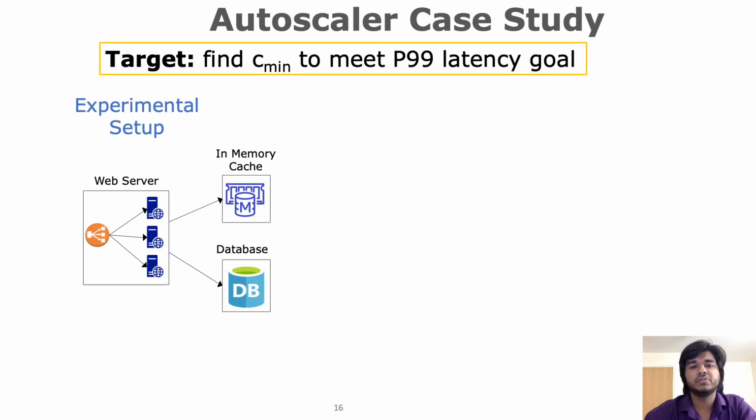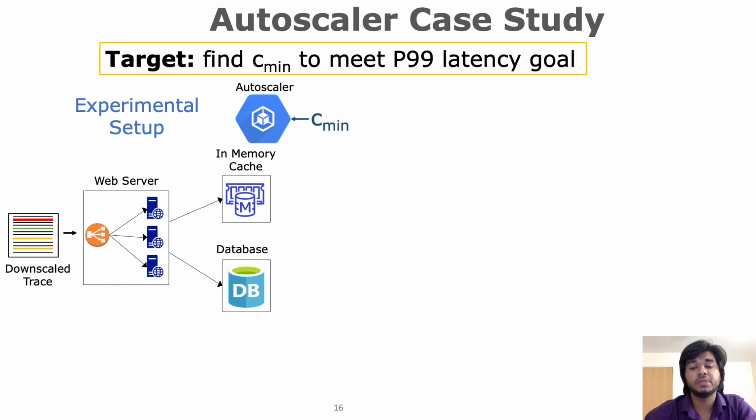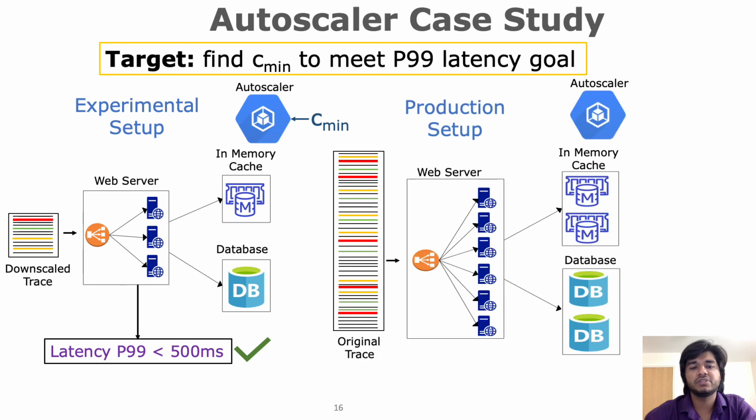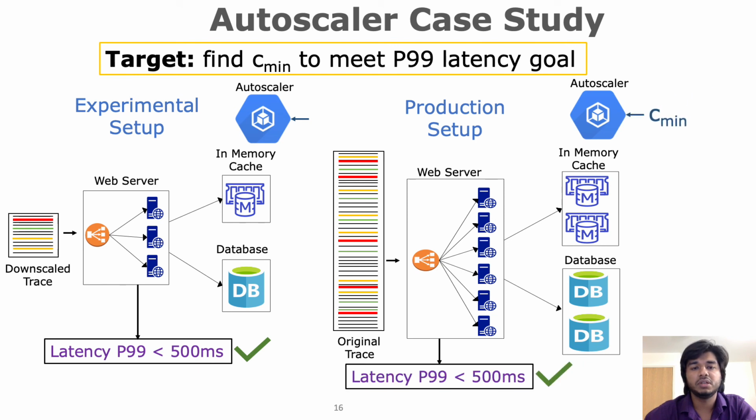In our case study, we first take an experimental setup and run experiments with the downscaled trace. We apply different values of C to find out the minimum one which would meet the P99 latency goal. We conduct experiments to find out the C min that would keep the latency P99 below 500 milliseconds. Our expectation is that when we have the production setup facing the real-world traffic, we can use the C min that we have learned in the experimental setup to meet the latency goal. Thus, our learnings from the experimental setup would correctly transfer to the real-world production setup.